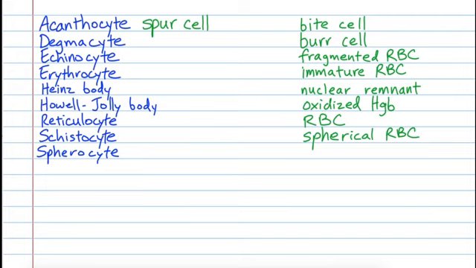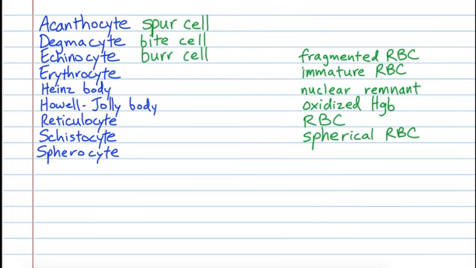Now the next one is degmacyte, and I'm kind of sneaking this one in because a degmacyte is another name for a bite cell. Next we have echinocyte, and echinocytes are those cells with the regular uniform spikes. We said the other name for those were the Burr cells. The next one is erythrocyte, which is just the normal name for a normal red cell.